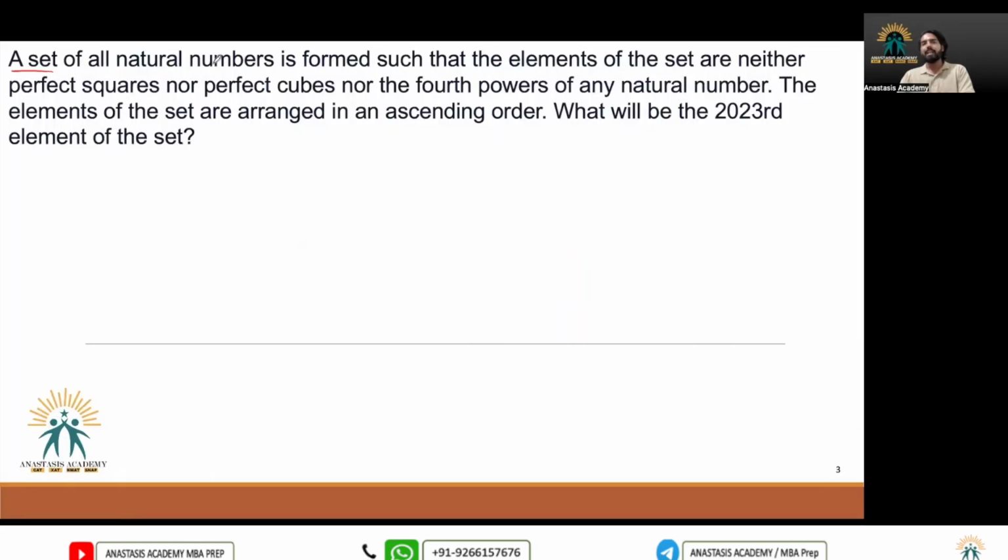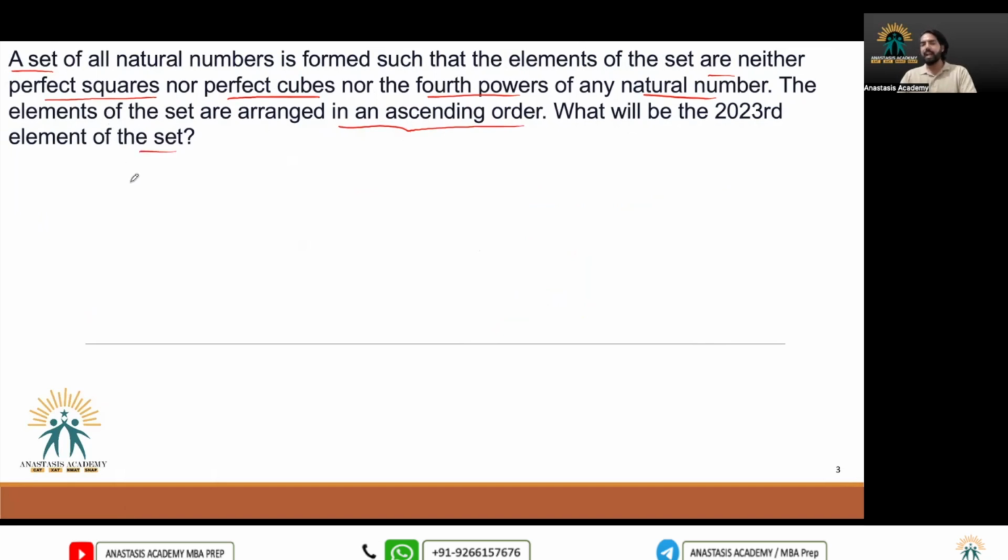A set of all natural numbers is formed such that the elements of the set are neither perfect squares nor perfect cubes nor the fourth powers of any natural number. The elements of the set are arranged in ascending order. What will be the 2023rd element of the set?